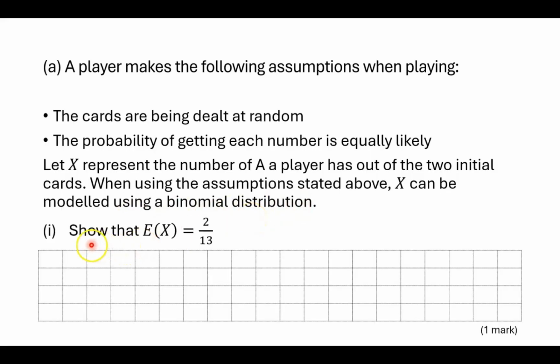And the first question says show that E(X), that is the expected value of X, is 2/13. This show-that question is only 1 mark, so it's very easy. You just basically plug in the formula. X is binomially distributed with 2 trials because there are 2 cards in your hand initially. And the probability of getting an ace, that's the only part for the 1 mark in this question, is 1/13, because there are 13 different cards from 2 to A. So getting an ace is 1/13. And the expected value for a binomial distribution is just np. So this times this, if you multiply them together, will give you 2/13.